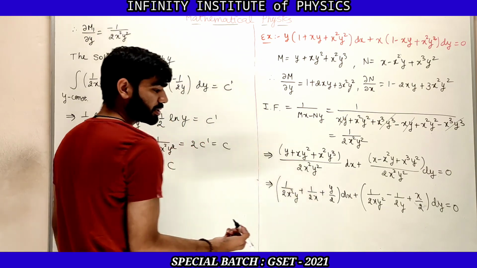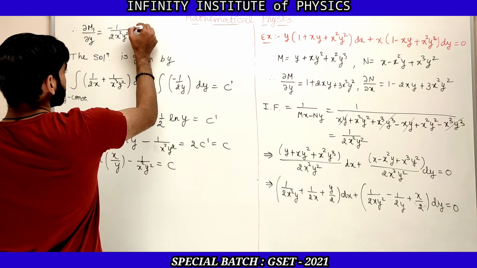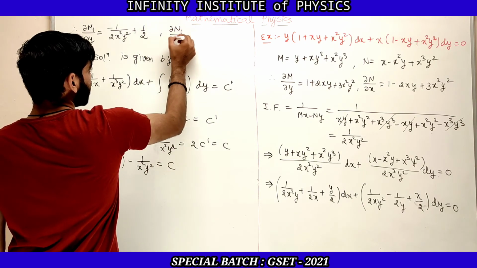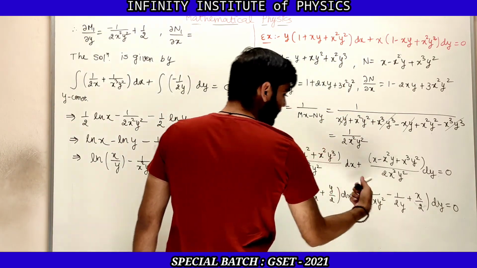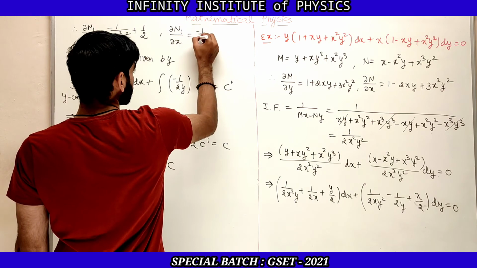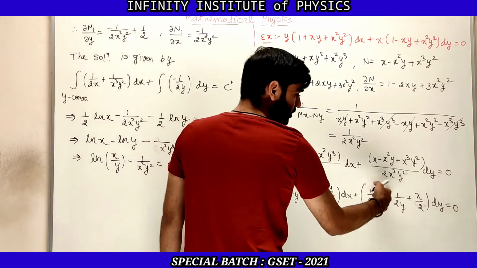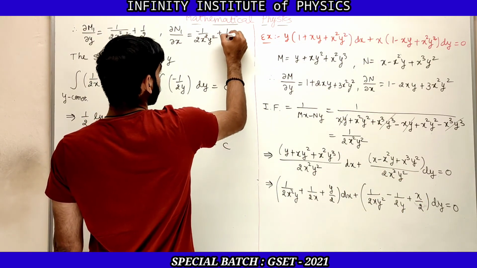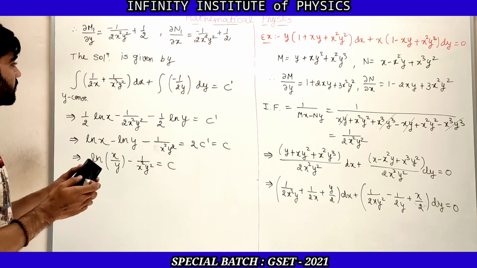Now 1 by 2x, differentiation with respect to y is 0, and differentiation of y by 2, that is 1 by 2. And let us find out del N1 by del x, then differentiation of 2x by y square, that is again minus 1 by 2x square y square. Differentiation of minus 1 by 2 is 0, and differentiation of x by 2, that is 1 by 2. So clearly you can see that del M1 by del y is same as del N1 by del x.